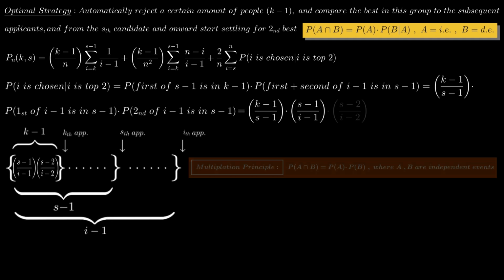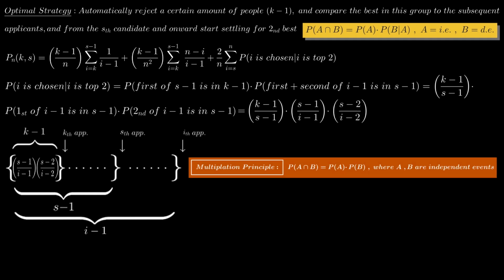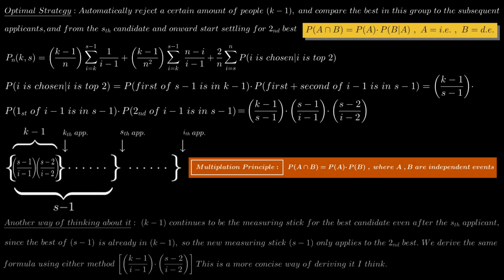It's the same thing like when you're drawing aces from a deck of cards. Each time you subtract 1 from the numerator and the denominator, because you're drawing without replacement.